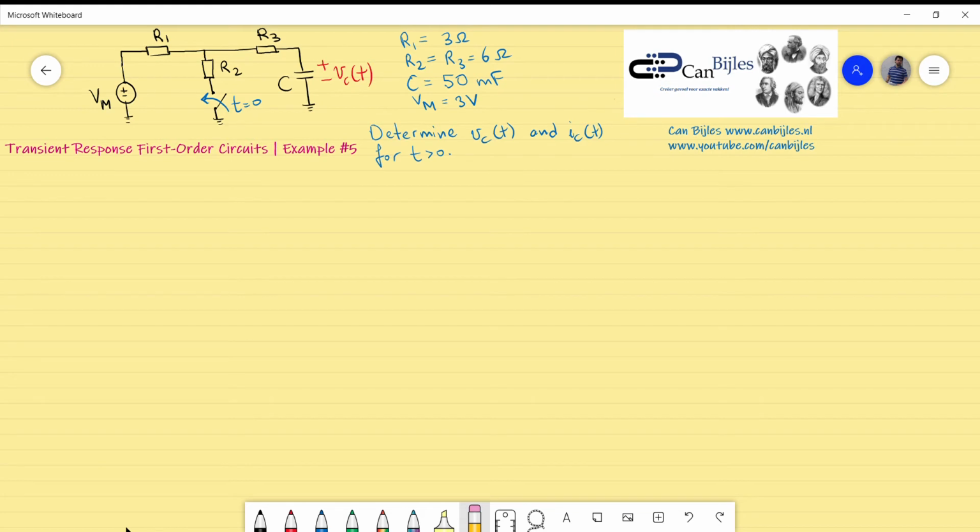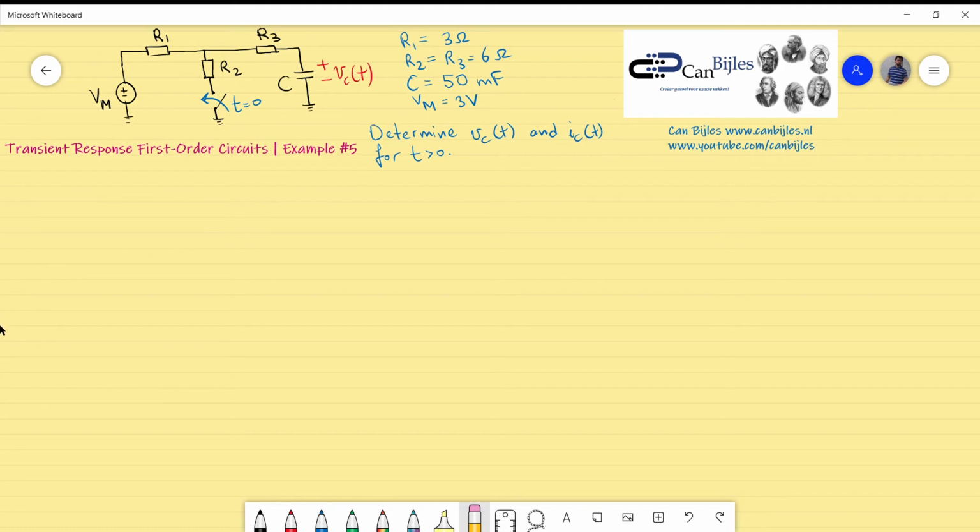We continue with the transient response of first order circuit. This is our example 5. We have another RC circuit. We have an independent voltage source VM, 3 resistors R1, R2, R3 and a capacitor, and there's a switch which will be closed at time equals 0. And the values of the components are given here on the right side.